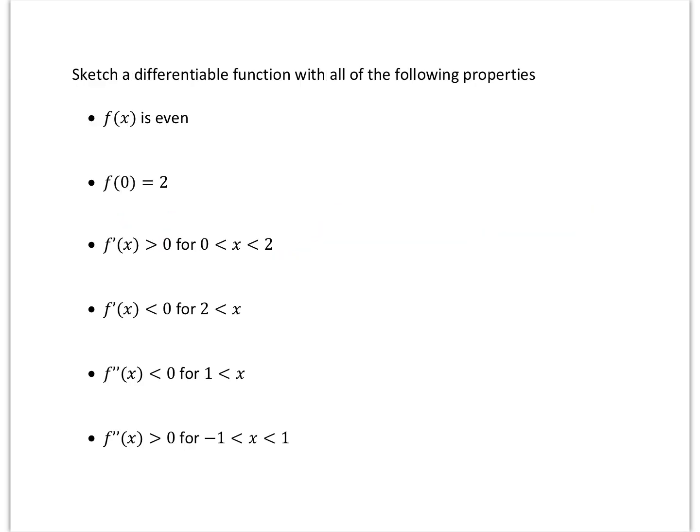Okay, so we want to sketch a differentiable function with all of the following properties. So f of x is even, which means it has y-axis symmetry. So I'm just kind of taking notes on what each of these things are. F of 0 equals 2. That means the point 0, comma 2 is on the graph. And f prime is positive for x's between 0 and 2. So f prime positive, that means that f is increasing on the interval 0 to 2.